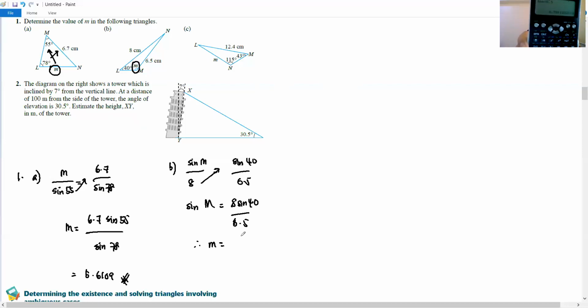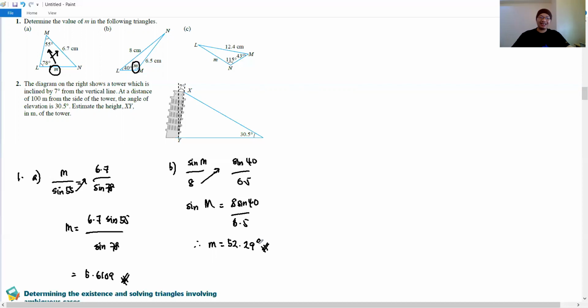We are supposed to get 0.7 something for sine M. But we are talking about M, not sine M, so we need to press shift inverse sine, then equals. This is the final answer that we should obtain, 52 point something. So the answer here is 52.29 degrees. For angles, I remind you, only 2 decimal places.